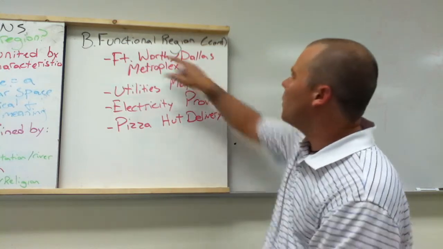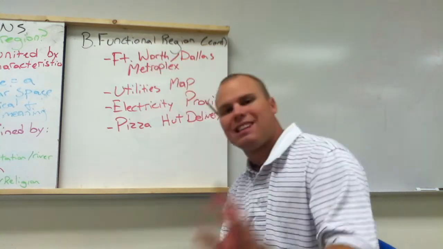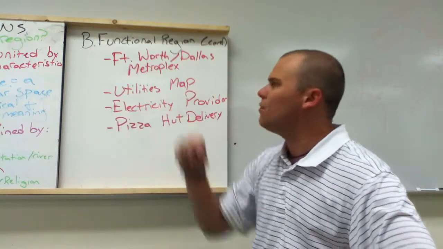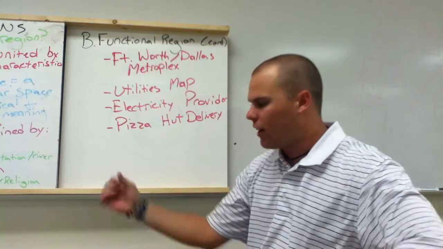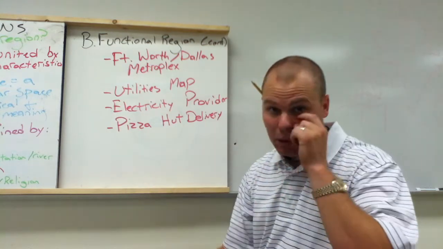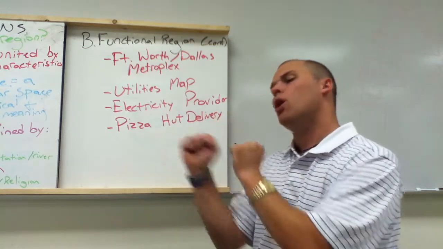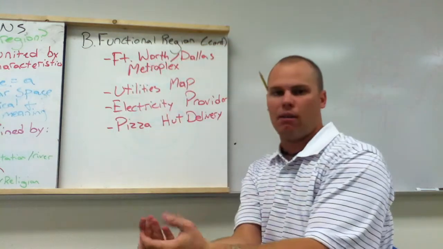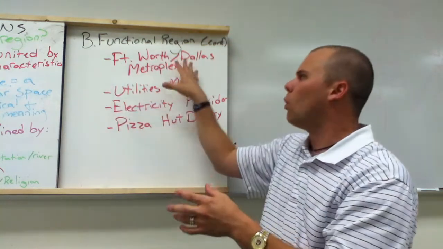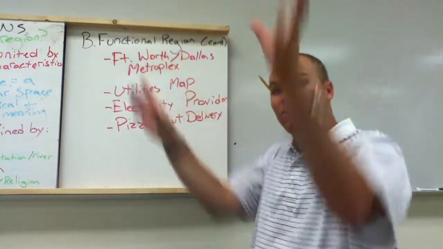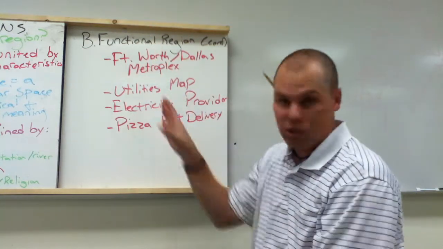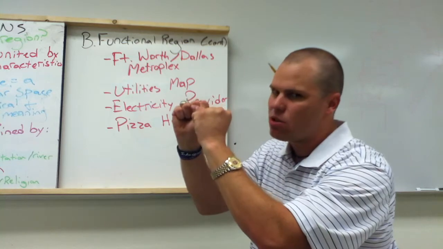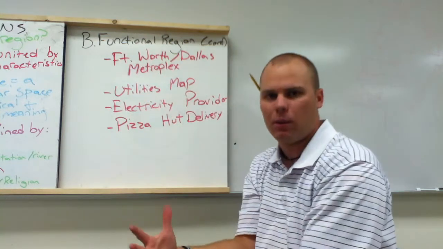Okay? Continuing with functional regions. An example is the Fort Worth Dallas Metroplex. You've got the two cities, and now Arlington can be linked in there as well. But you've got the two nodal areas, and then they're connected somehow. So if you're looking at a map of the Fort Worth Dallas Metroplex, the function of that map could be the road usage. But you've got the centers of those cities, and then they're connected by the highway systems.